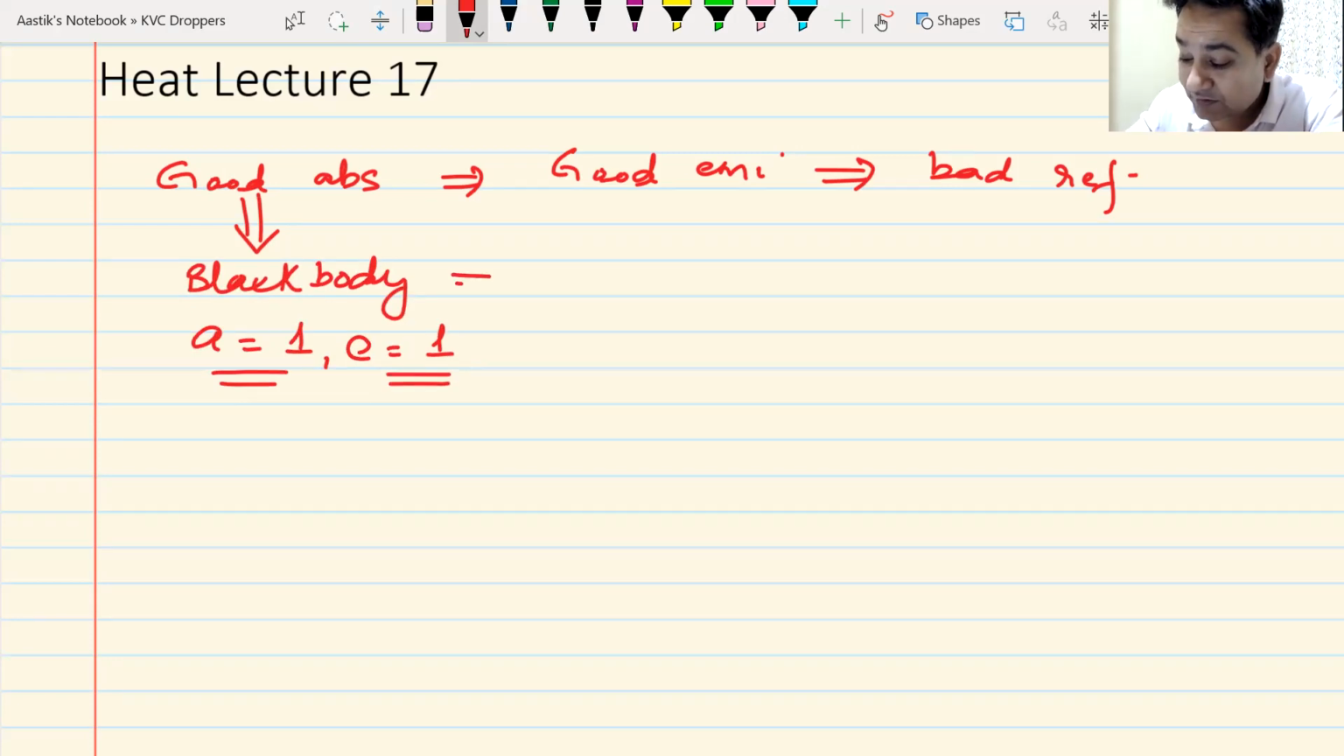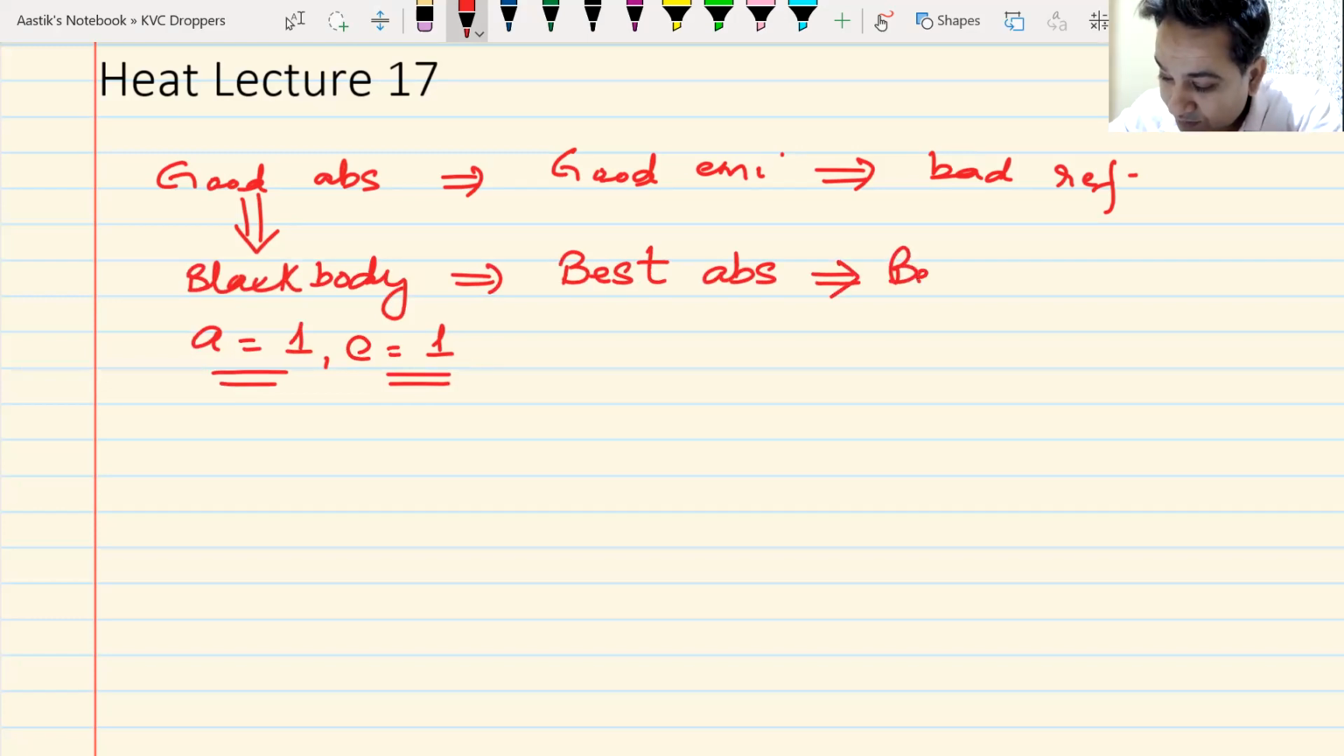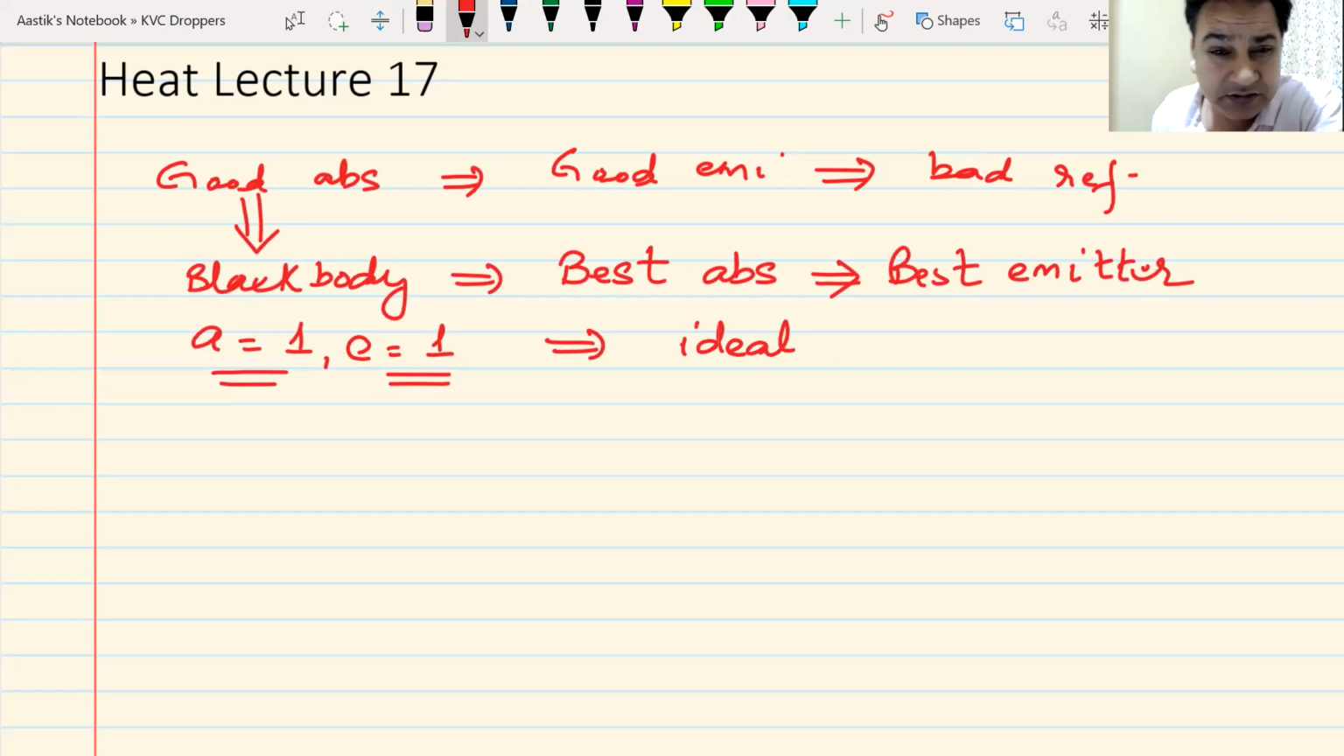Black body is the best absorber, but at the same time, it is also the best emitter. So we call it the ideal radiator. It is the most ideal radiator. Do we understand this? Yes, sir. But it will be a very, very bad reflector. It will not reflect, but it will be the best emitter. Do we understand this? Yes, sir.